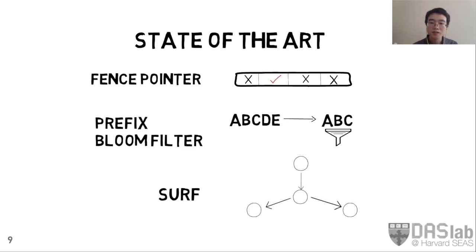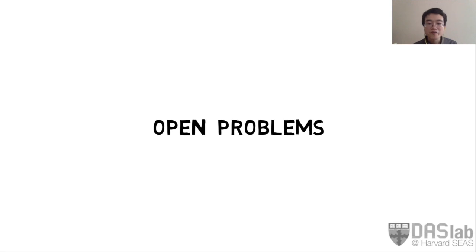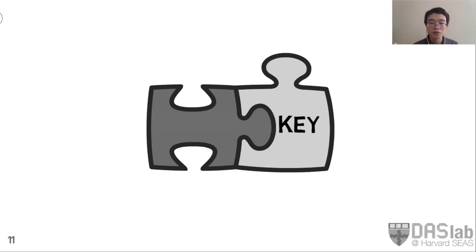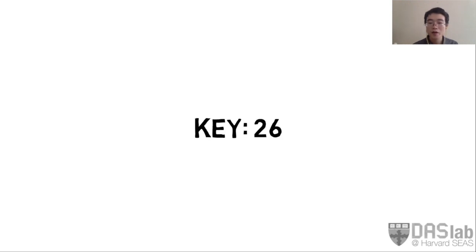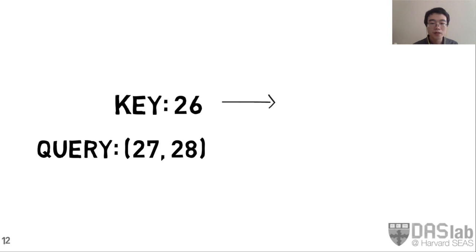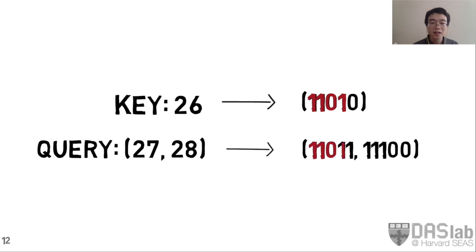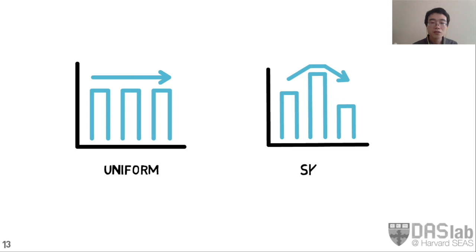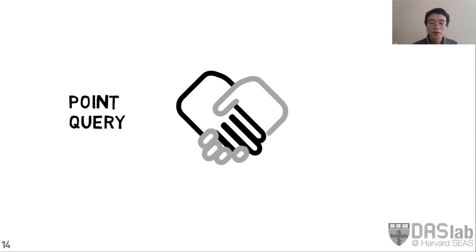There are some open problems in range filter design though. While current methods can handle very well large query ranges, short and medium range queries are significantly suboptimal. In addition, existing methods lack support for workloads with strong key query correlation. For example, we have key 26 and close query range 27 to 28. Their binary representations share a long prefix indicating a correlation. Also, there could be chances where we can make use of the workload distributions to improve performance. Finally, current range filters cannot help much or even degrade the point query performance.